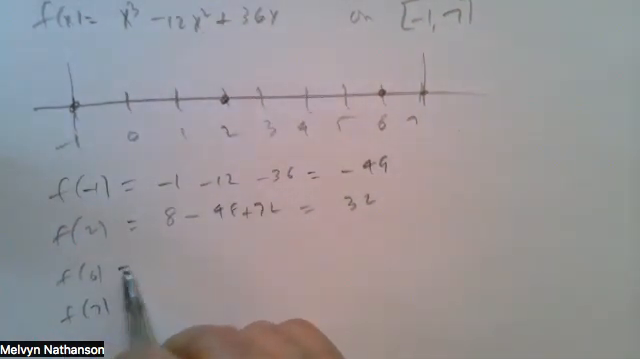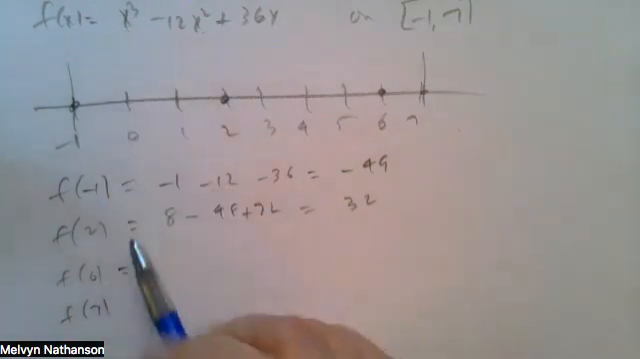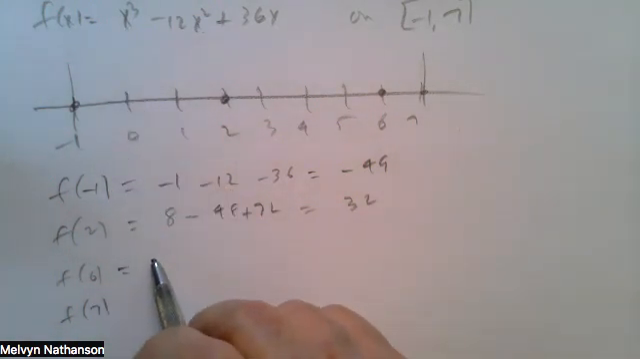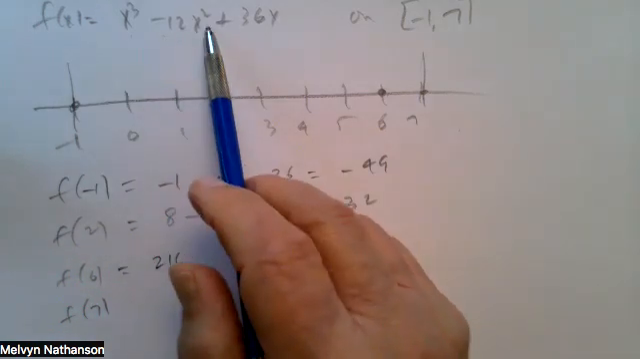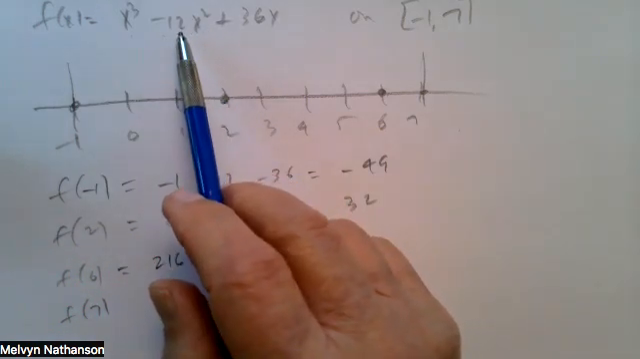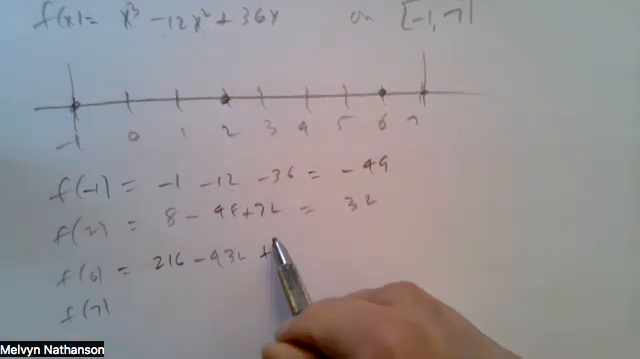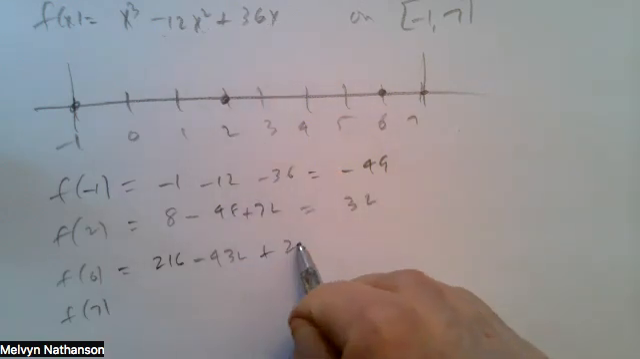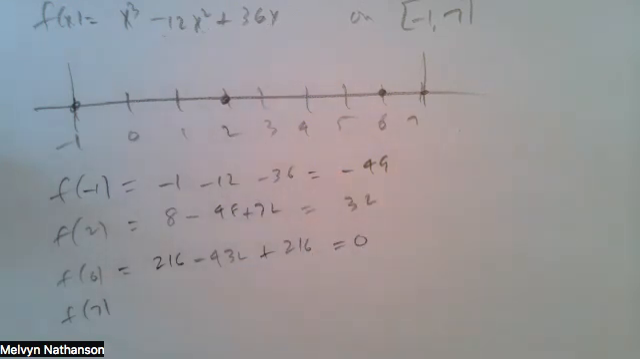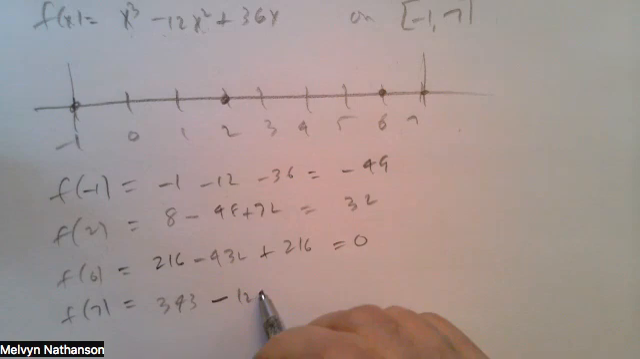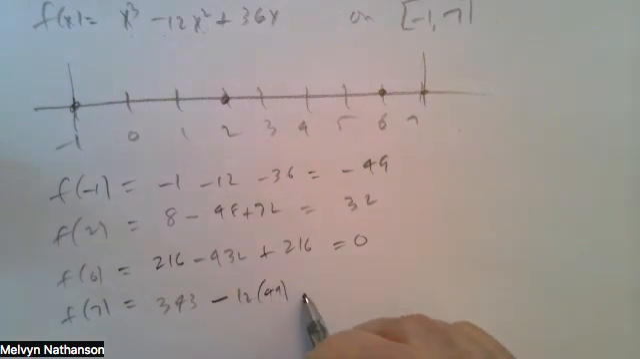If I compute f of 6, this is 6 cubed minus 12 times 36, so that's 2 times 6 cubed, so that's -432, plus 36 times 6, which is another 216, that's 0. And f of 7 is 7 cubed, that's 343, minus 12 times 7 squared, which is 49, plus 36 times 7.